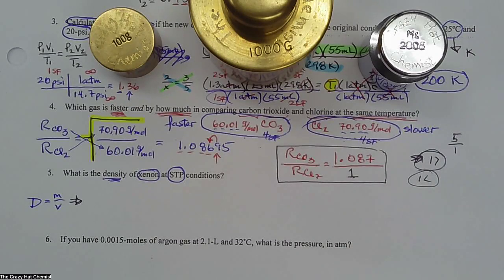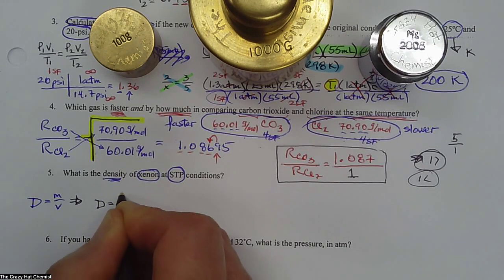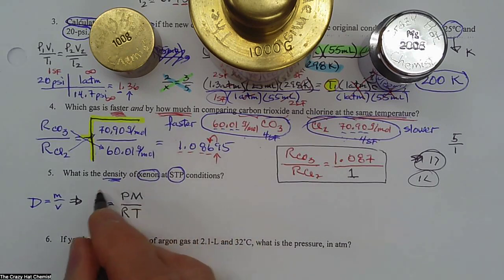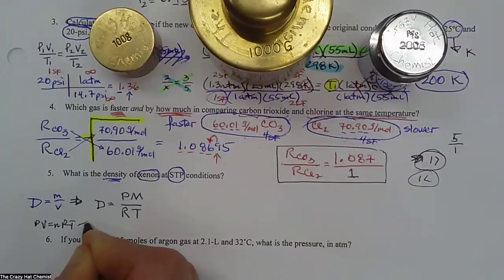Now specifically for gases, there's a special relationship, which is a reorganization of the ideal gas law. You take the ideal gas law, reorganize it, and you get a density equation of PM over RT. If you want to figure out how this relationship is derived, you can look at my honors chemistry video section in the gas unit, where I go over how to derive this from PV equals nRT, the ideal gas law. It's a rearrangement of that.